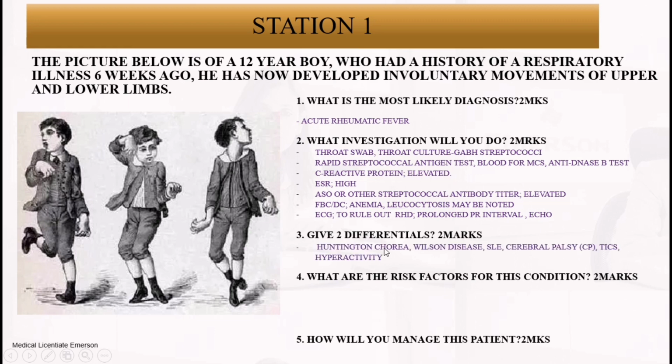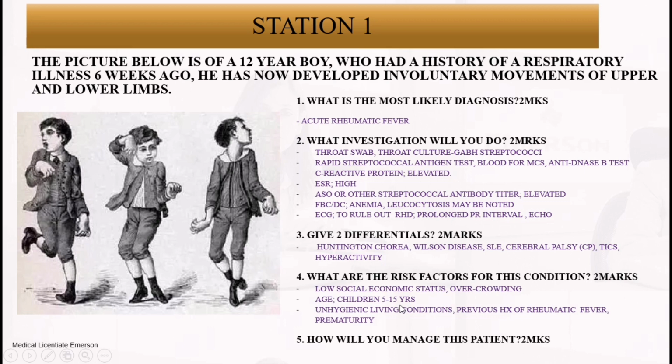So differentials, we have Huntington's chorea, Wilson's disease, SLE, systemic lupus erythematosus. You can also have cerebral palsy, but that should be last, because you have to start with the most likely then the least likely. So this is the least likely. Then we have tics, we have hyperactivity. Then what are the risk factors for this condition?